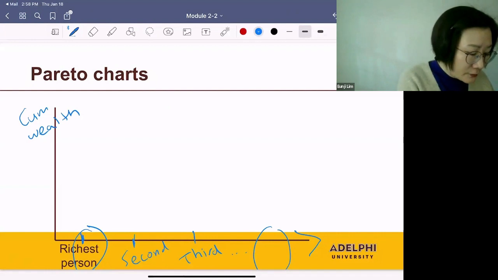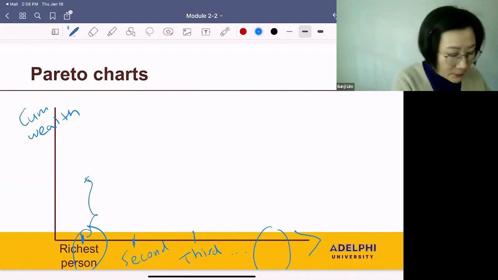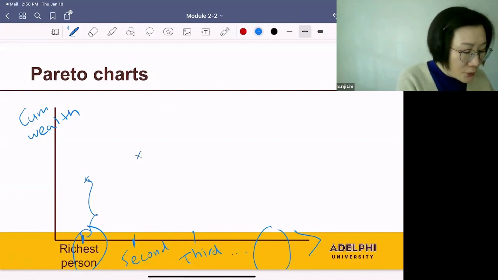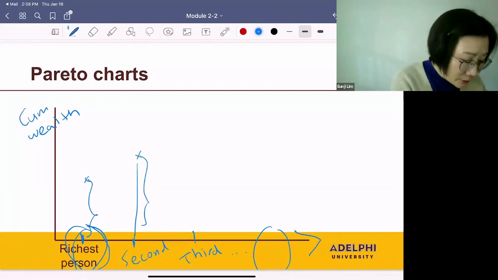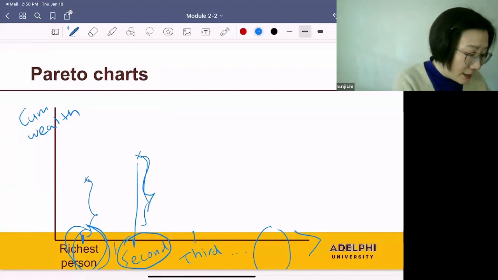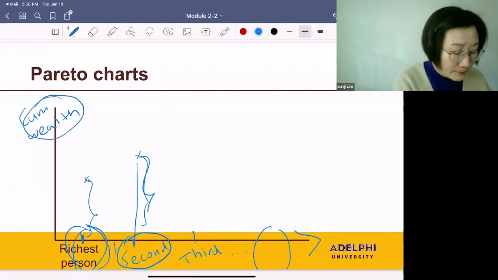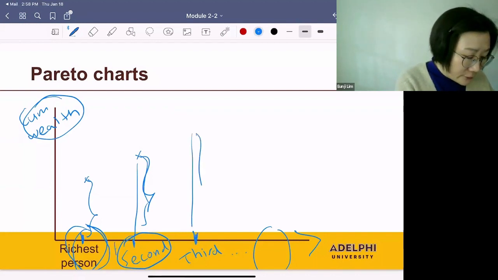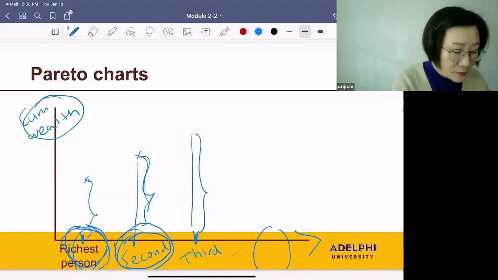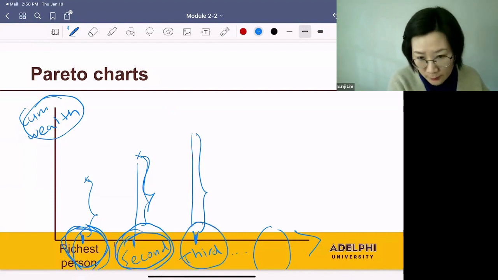So for the richest person, the y value is all the money that he owns. For the second richest person, the y value is the money owned by the richest person plus the money owned by the second richest person. The y value is the cumulative wealth. For the third richest person, the y value is the money owned by the richest person plus the money owned by the second richest person and the money owned by the third richest person.